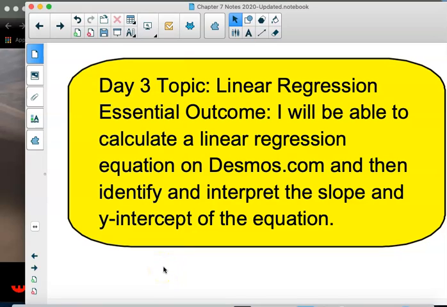Okay, day 3 topic today, and this is kind of the big topic of the chapter, quite honestly. And so today we're going to talk about linear regression. And so when we are done, we want to be able to calculate a linear regression line or equation on Desmos.com and then identify and interpret the slope and the y-intercept of the equation.